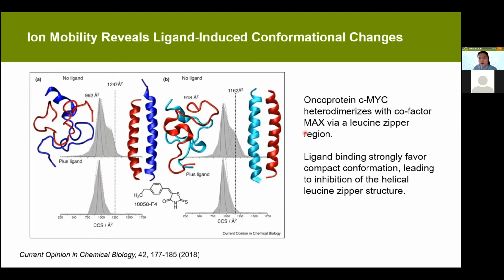This can be helpful to study, for example, the allosteric effect of ligand binding on proteins. And of course, you can also just study protein structure in this way. If you have the collisional cross-section measurement, you can also build computational models, fit them to the experimental data, and determine which structure is more probable.